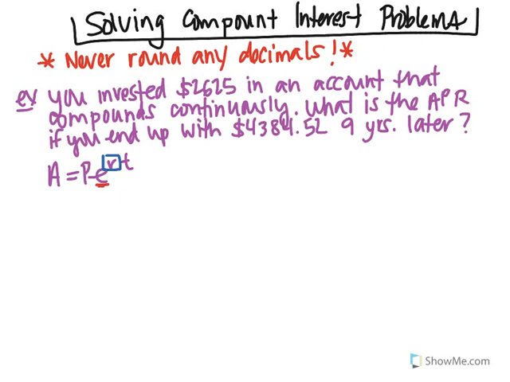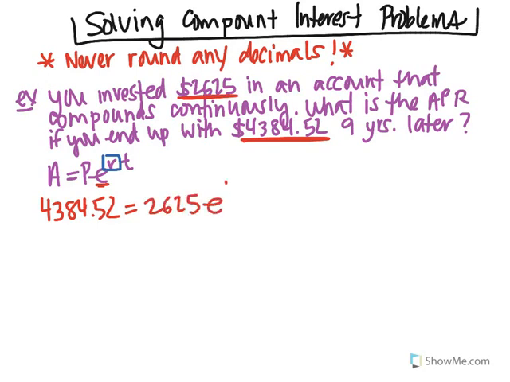So we're going to plug everything in. The amount in the account, or A, this is how much the account's worth, $43.8452. The principal is what we started with, or $26.25, times e, we're trying to find the rate, so that's the variable, times 9. We can write that as 9r as well. So we're going to go ahead and solve this. Remember, we have to get the base and the exponent isolated in order to solve, always. That's step 1. So we're going to go ahead and divide both sides by 26.25.